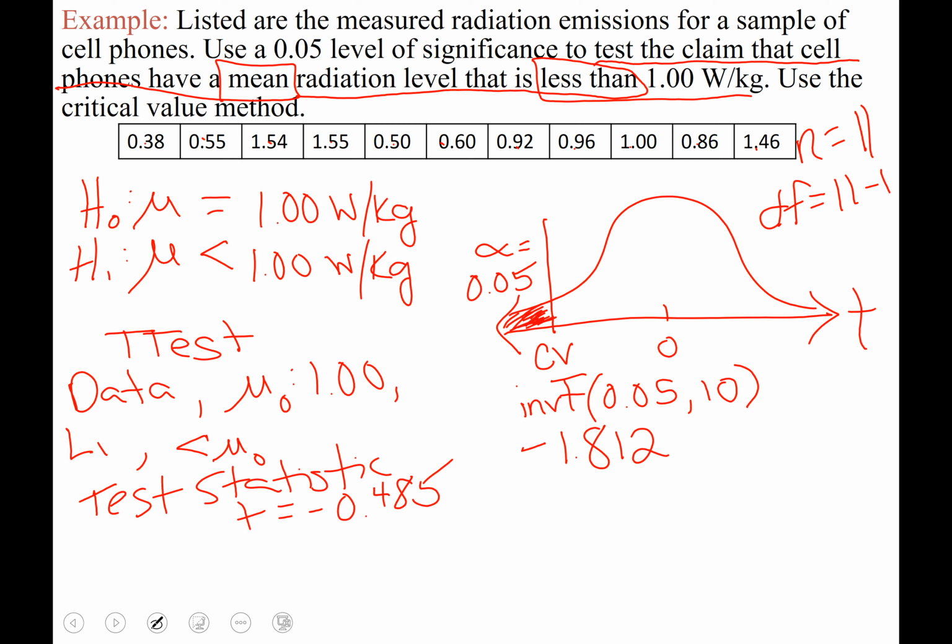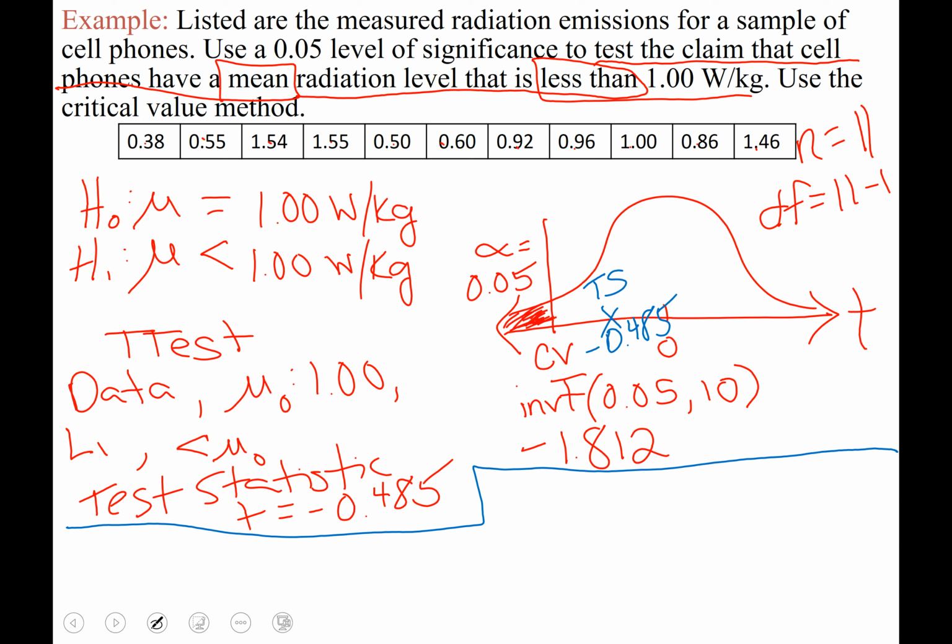Okay, I'm going to change colors just so you can see this more clearly. What I'm doing right now is putting the test statistic on the horizontal axis. Negative 0.485 is closer to 0 than negative 1.812. It's right about here somewhere. I'm going to put TS, so you know that that is my test statistic, and that is a value of negative 0.485. Okay, our computation work is done. There are no other programs to run, nothing left to compute. The only thing left to do now is write down our decision and then write our conclusion.